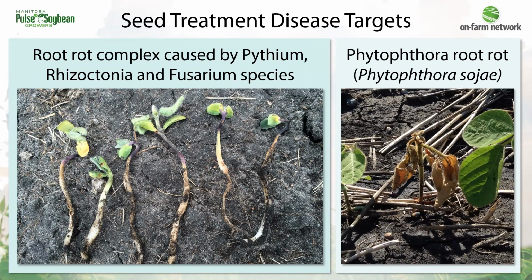So for disease targets, we're mainly looking to manage the root rot complex caused by Pythium, Rhizoctonia, and Fusarium species, as well as Phytophthora root rot. Soybeans can be quite susceptible to these root rots during early vegetative stages as they're getting established. So Pythium, Rhizoc, and Fusarium species have a pretty wide crop host range. Phytophthora, on the other hand, is a disease that's specific to soybeans.